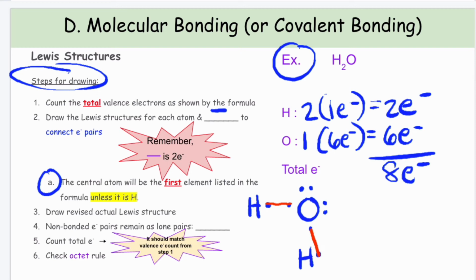Now, step 3 says draw the revised actual Lewis structure. Now I'm going to redraw this, because we need to make it neater. Okay, so I'm going to draw oxygen over here with a hydrogen coming out the left and a hydrogen coming out the bottom. Okay, so there's my basic structure. Now step 4 says the non-bonded electron pairs remain as lone pairs, and we draw those lone pairs as simply a pair of electrons. So anywhere we see the lone pairs on our original structure, those 2 lone pairs, we're going to draw in on our actual structure on the right. So 1 pair on top, 1 pair on the right. Okay, so there's our structure for water.